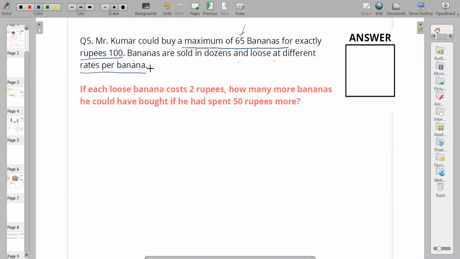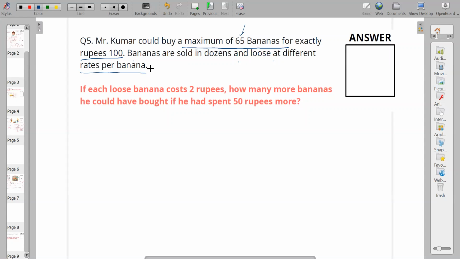So when you buy in quantity, you get a lesser price, right? So when you buy by dozens, you get more quantity because the price is less. So it always makes sense to buy in dozens, if you have the money. Each loose banana costs 2 rupees, so the loose banana rate is given, but the dozen banana rate is not given. How much is for a dozen?